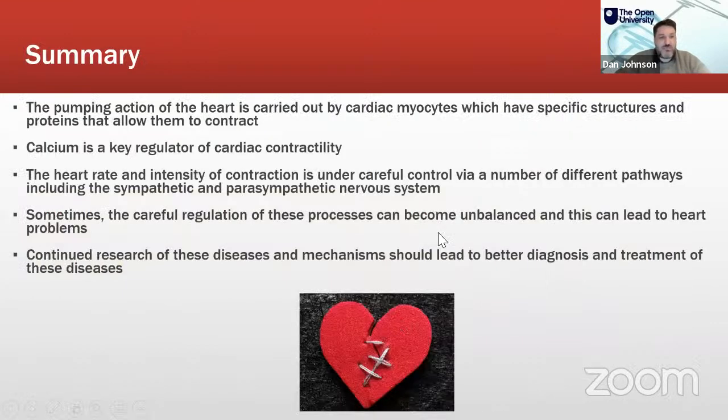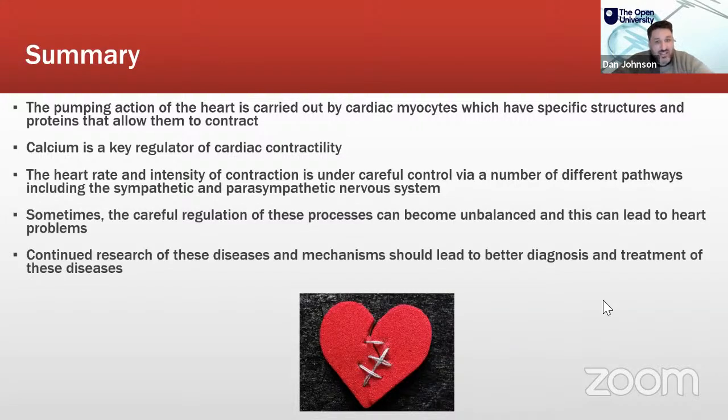So in summary, to sum up everything that we've been discussing, the pumping action of the heart is carried out by the cardiac myocyte. These aren't the majority of cells in the heart. However, they do take up the most volume of the heart. These guys have specific structures and proteins that allow them to behave in the way they do and allow them to contract. Calcium, one of the ions that we are looking at in various diseases, but also in cardiac diseases at the OU, is a key regulator of cardiac contractility.